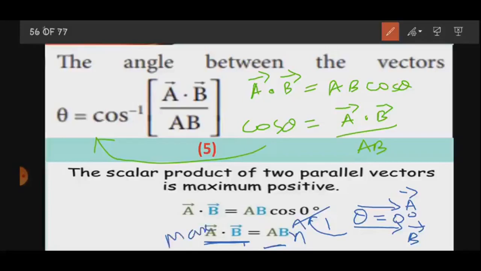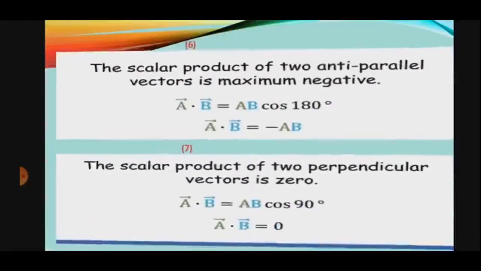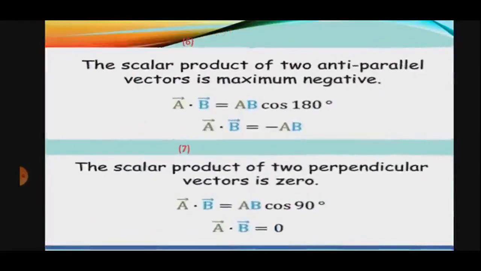Scalar product of two vectors will be maximum. Understand? Okay. And next, scalar product of two vectors will be minimum, when both vectors are antiparallel. So for two antiparallel vectors, the scalar product is minimum, that is, a negative value.